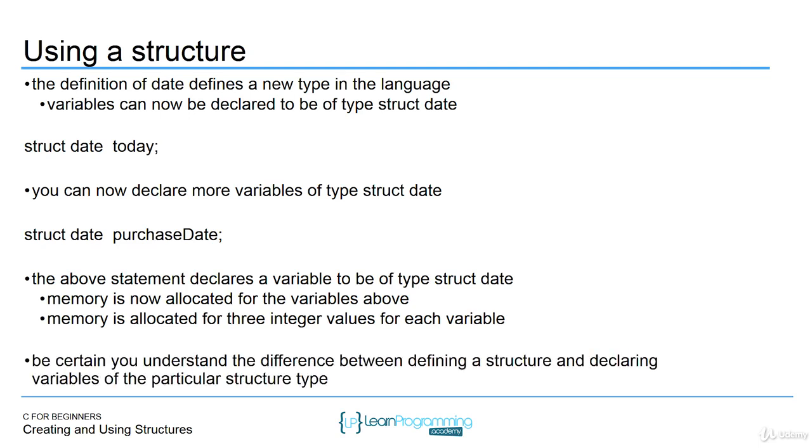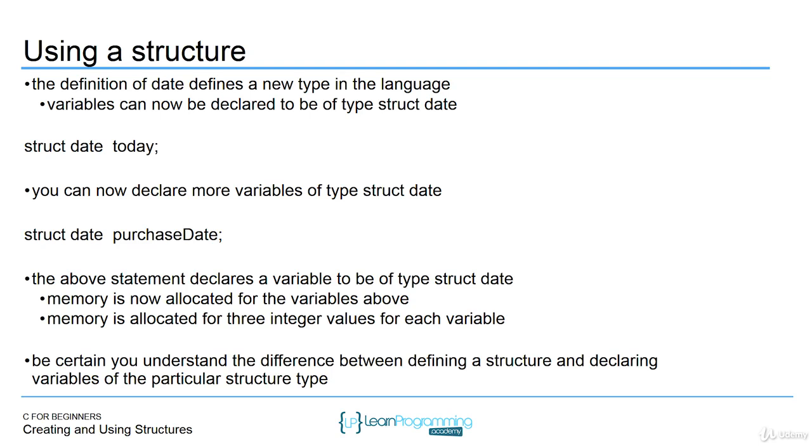So this above statement declares a variable to be of type struct date, purchase date. Memory is now allocated because you declared the variable. Memory is allocated for this structure. Memory is allocated for the 3 integer values or the 3 members of each variable. And also the reason it's going to be allocated is because there's no pointers in there. If there were pointers in that struct, you would have to allocate memory for that pointer. But since this today date struct is a very simple struct, I'm starting off slow, it contains 3 ints. Those members are automatically allocated for you.